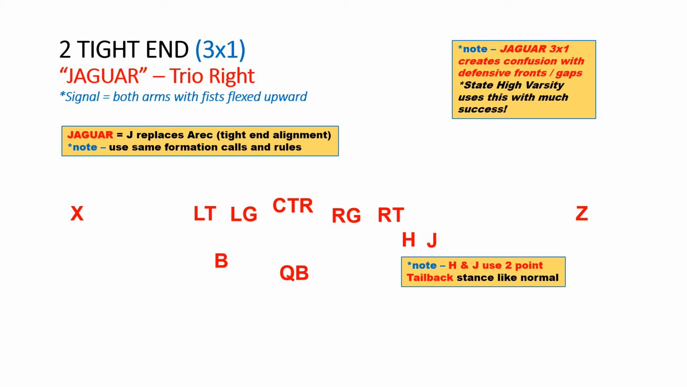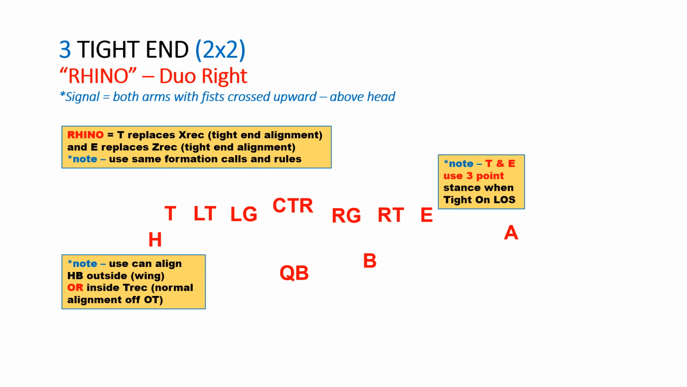When we go to 3x1, this is a unique way to stress the defensive front. Again, the J now is going to be just outside the H-back's alignment, and we're going to have two of those H-backs right next to each other, both using their two-point tailback stance. Creates confusion for the front, and again, like I said, our varsity runs this quite a bit with a lot of success.